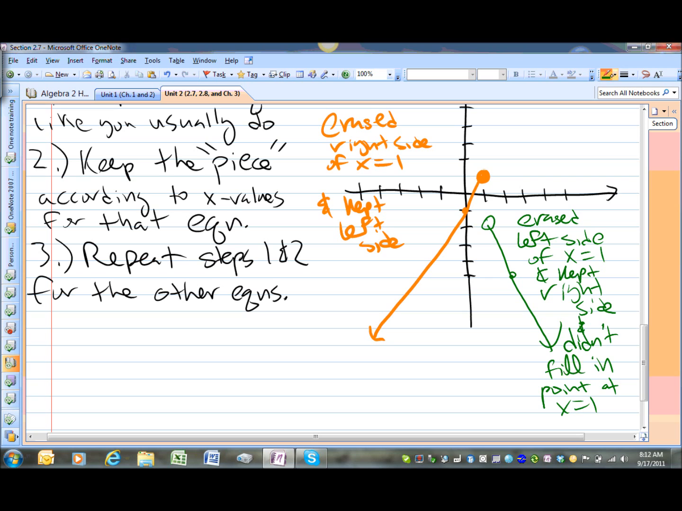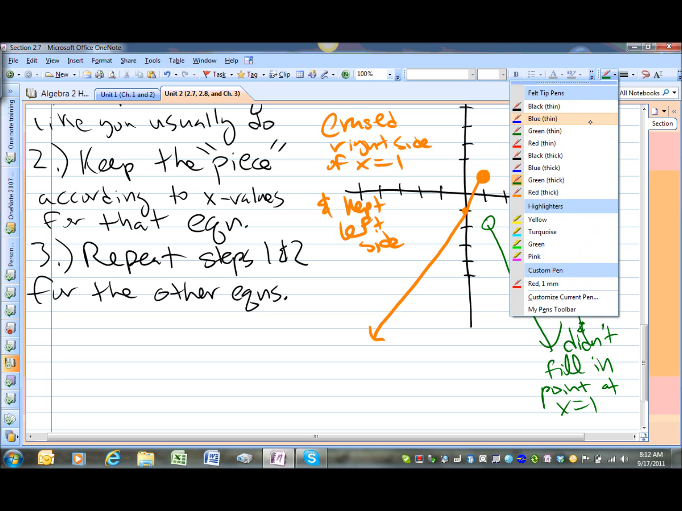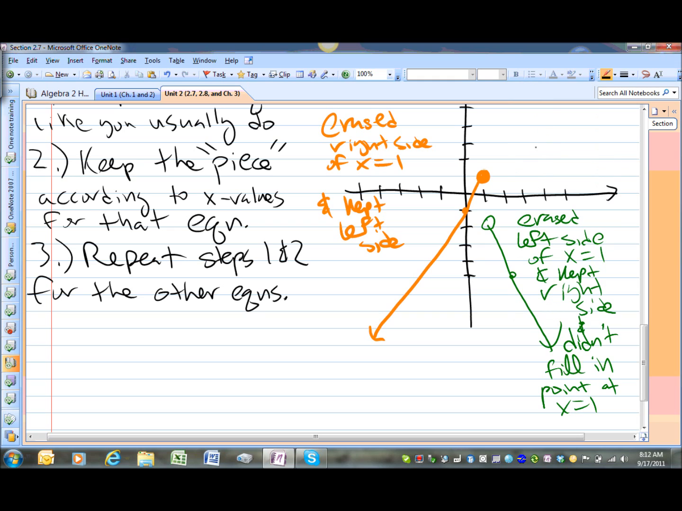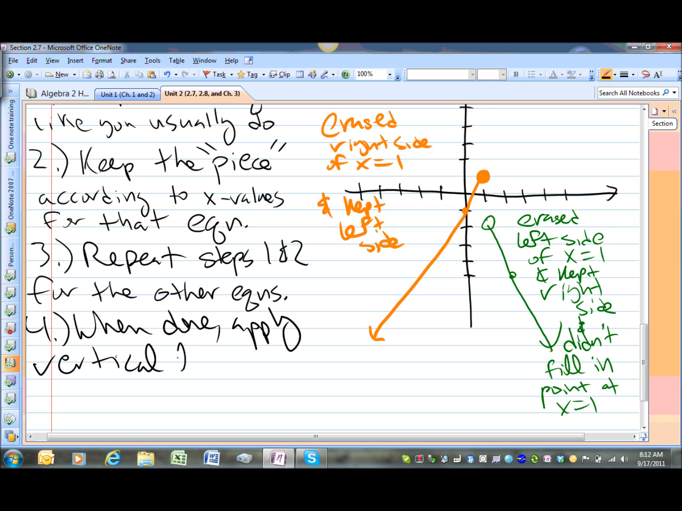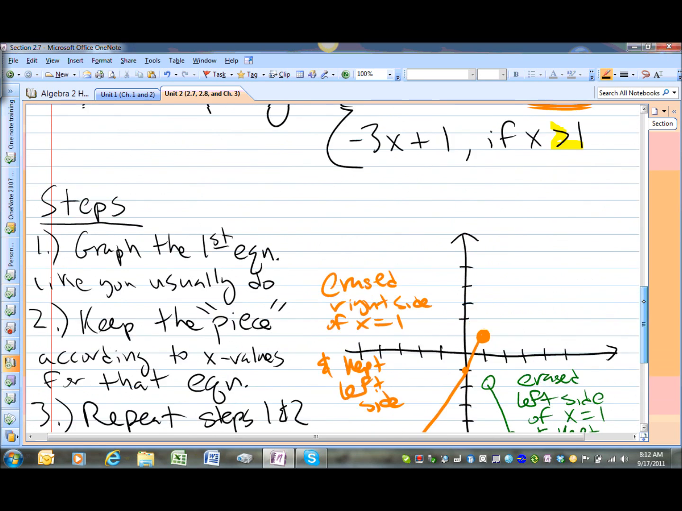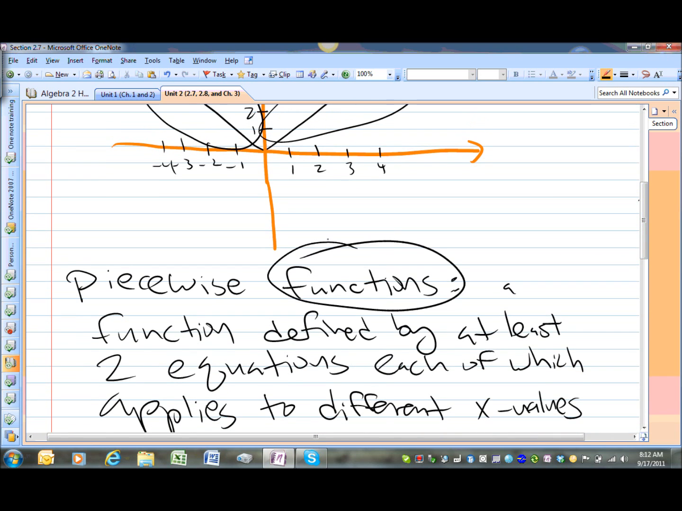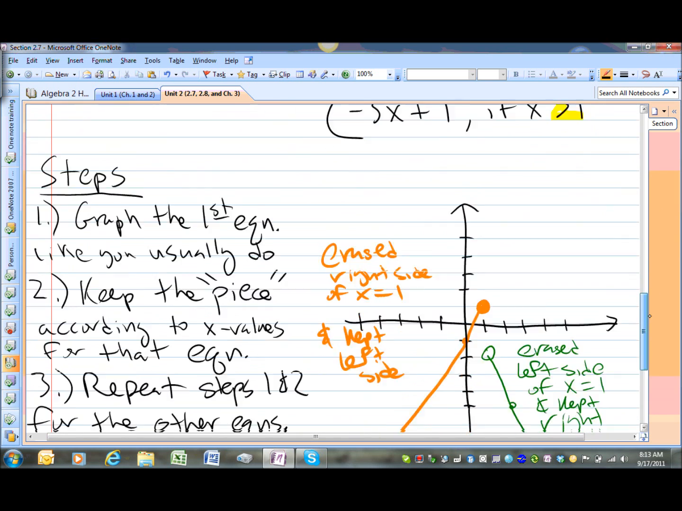Also notice that when you're done, so I probably should put this as a fourth step. When done, apply vertical line test. If it passes, hooray, you're happy. Because remember, this is a function, right? I use the word function here. A function for every input has to be one output. Has to pass that test.